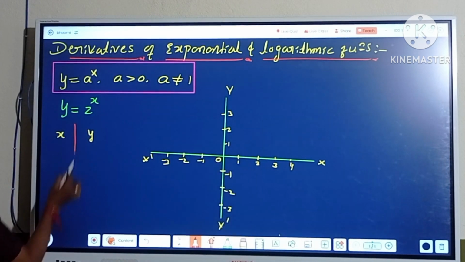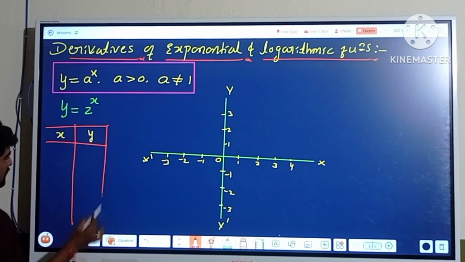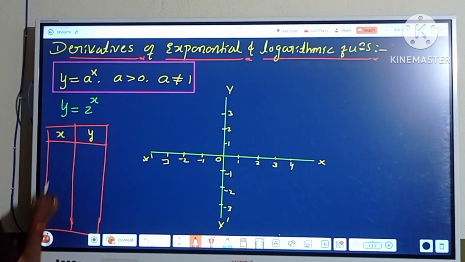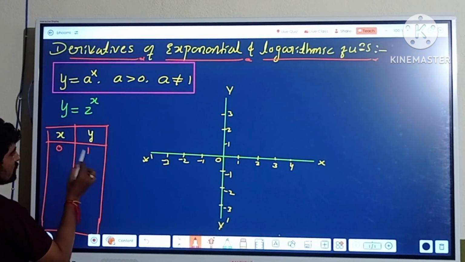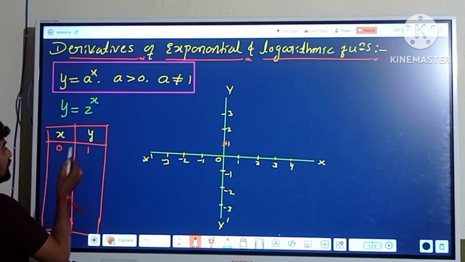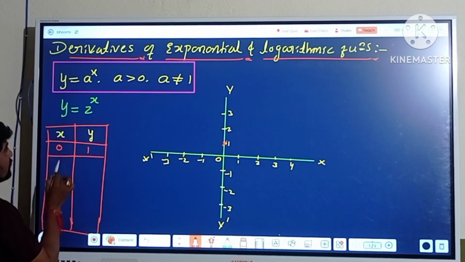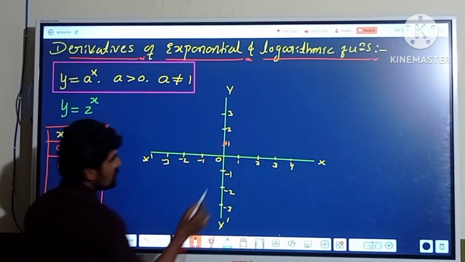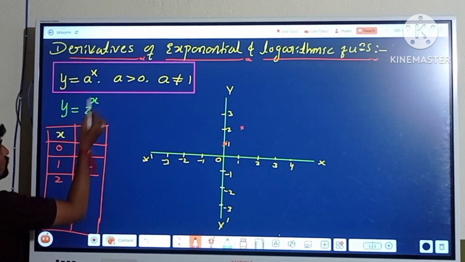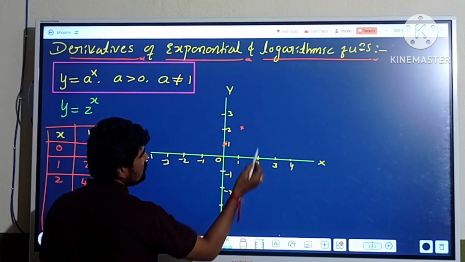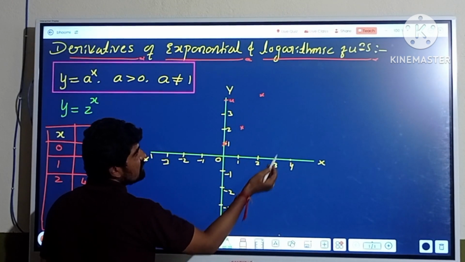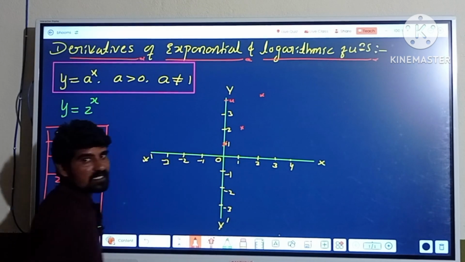To draw the graph of this function, let us consider some values for x and see what output values they give. When x equals 0, 2 power 0 is 1. Therefore, when x is 0, y is 1. When x is 1, 2 power 1 is 2, so y is 2. When x is 2, 2 power 2 is 4, so y is 4. When x is 3, y is 8. When x is 4, y is 16.